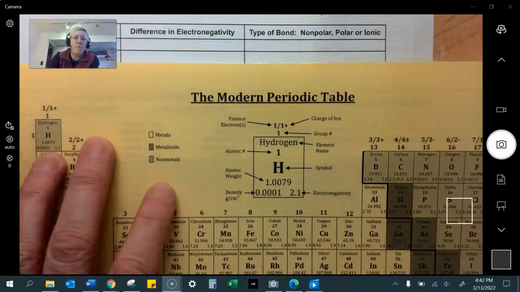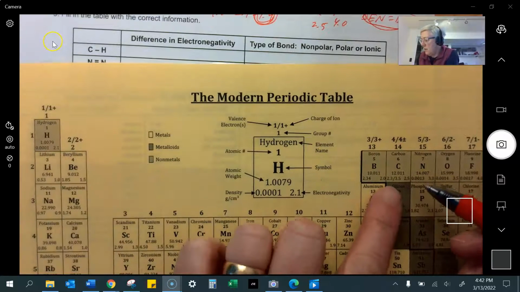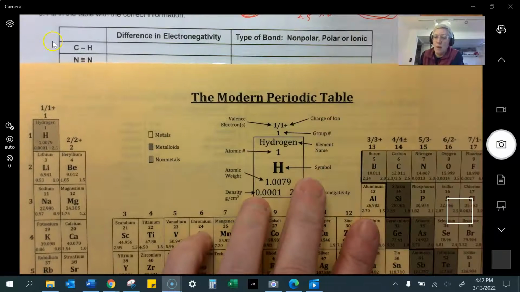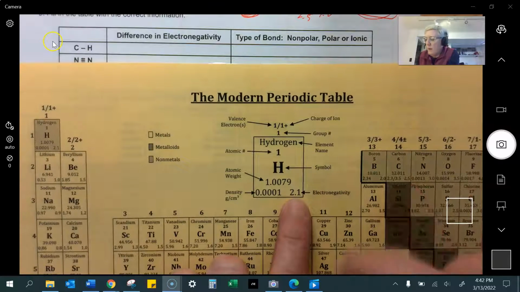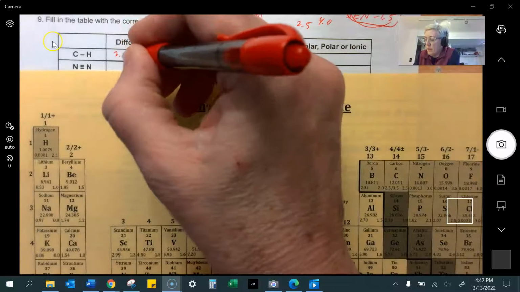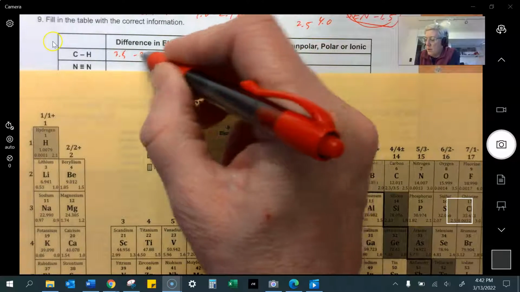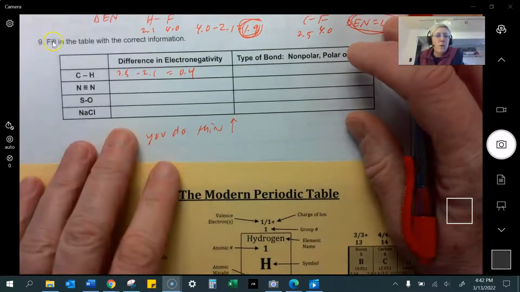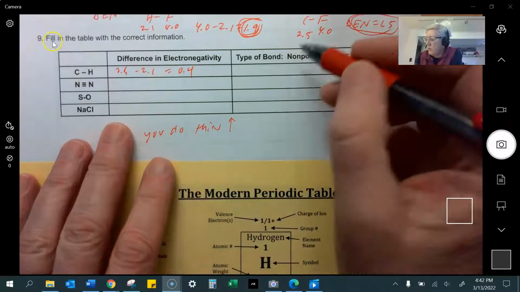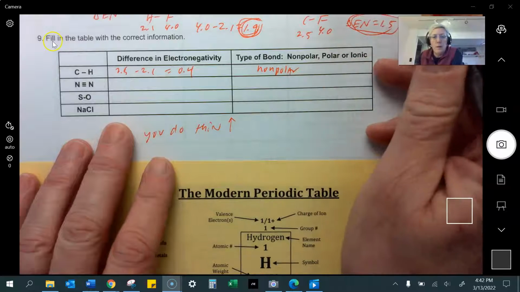Okay, so C bonded to H. I need to get my face out of the way. All right, C has an electronegativity value, in the bottom right-hand corner, of 2.5. So C is 2.5. H is 2.1. That minus that equals 0.4. So a 0.4 difference is a nonpolar covalent bond.